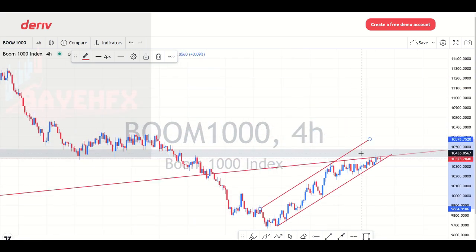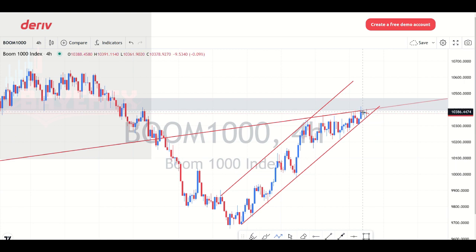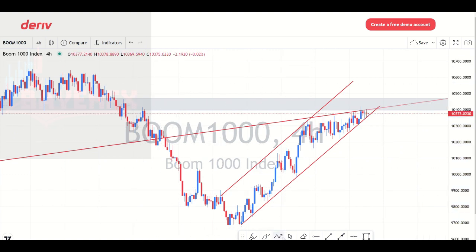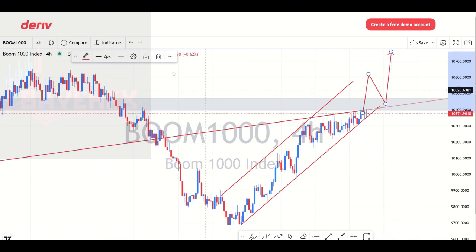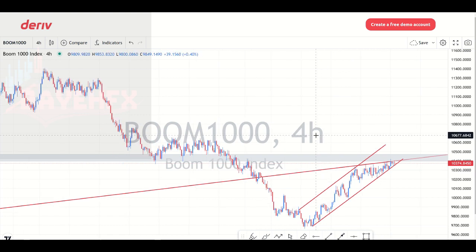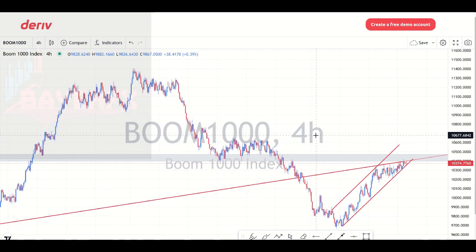So that's it for boom. If we get rejected here, get rejected from this zone here, it's going to go back for a retest, and then go back, and then we sell the market to the downside. But initially, if the market goes back up, comes back for a retest, we'll continue buying to the upside. That's to tell you the market is ready for a nice bullish rally there. So that's it for boom. Everything is straightforward, very, very straightforward.